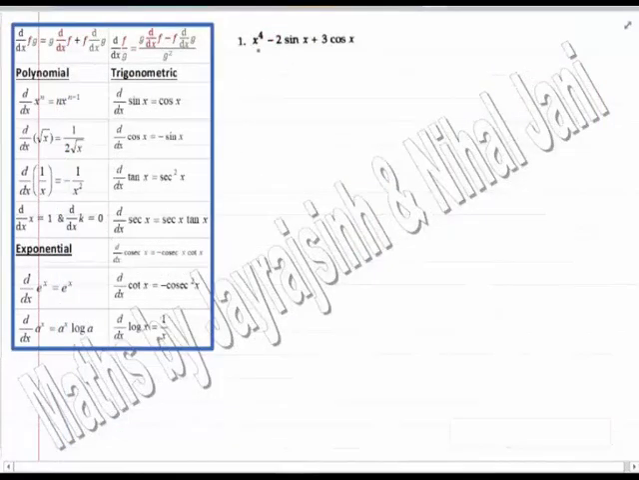Welcome to the first question of assignment 13.3. First of all, let's assume that y is equal to x raised to 4 minus 2 sin x plus 3 cos x. Now let's try to differentiate this equation with respect to x. So it is denoted by dy by dx. Our first term is x raised to 4.